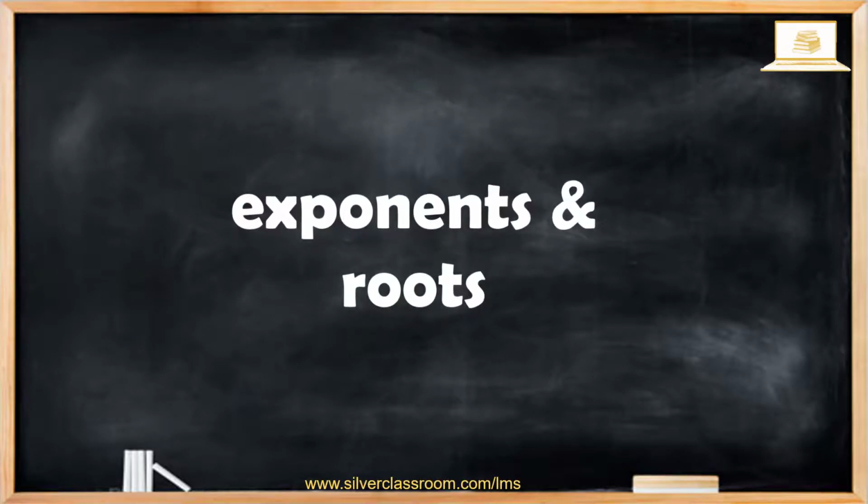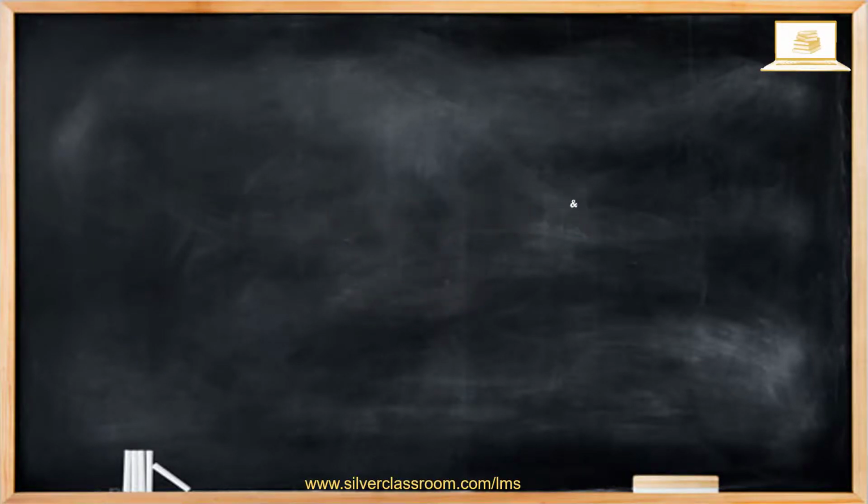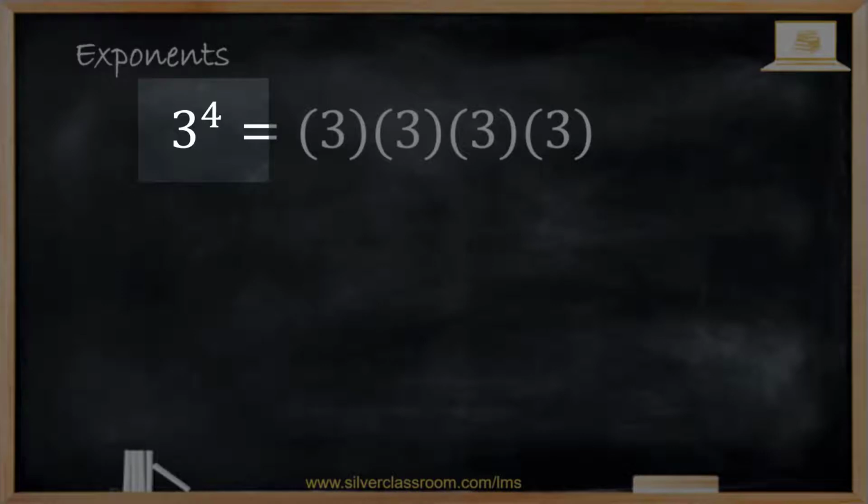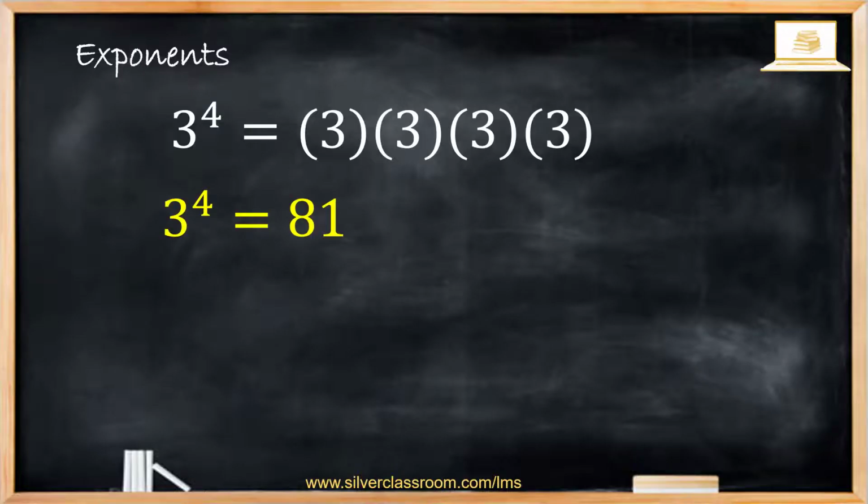Exponents and roots. Exponents are used to denote the repeated multiplication of a number by itself. For example, 3 to the 4th power is 3 times 3 times 3 times 3 equals 81.